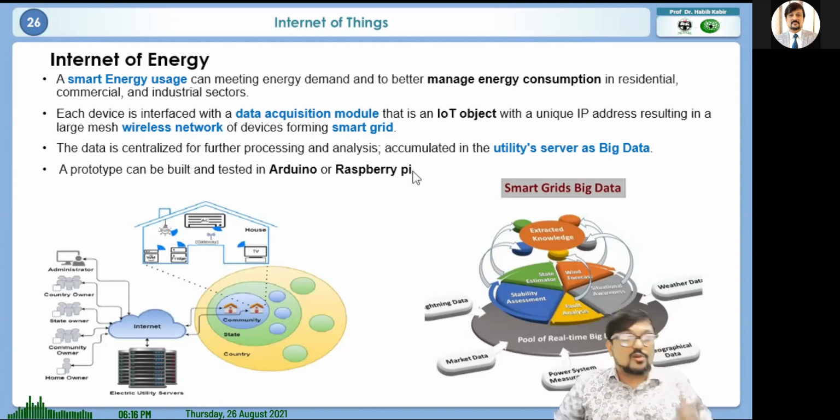Some of you, those who are working with me, know that we are working with Arduino and Raspberry Pi. Sakib, Rakib, you know. So this is the part we can think about on a broader scale. Sakib, can you get the smart grid big part?